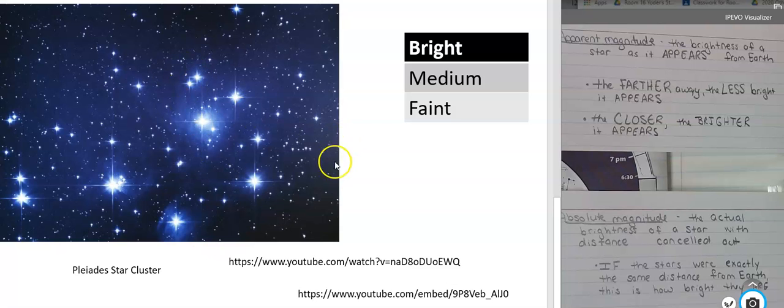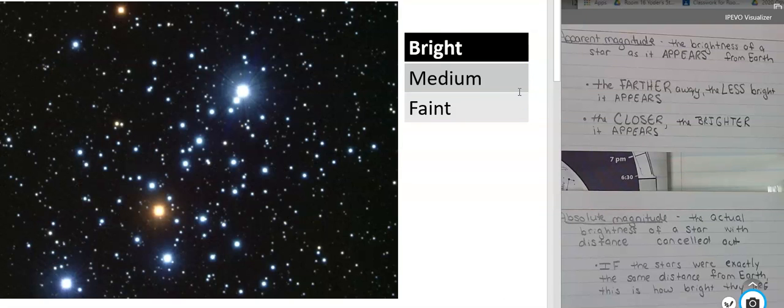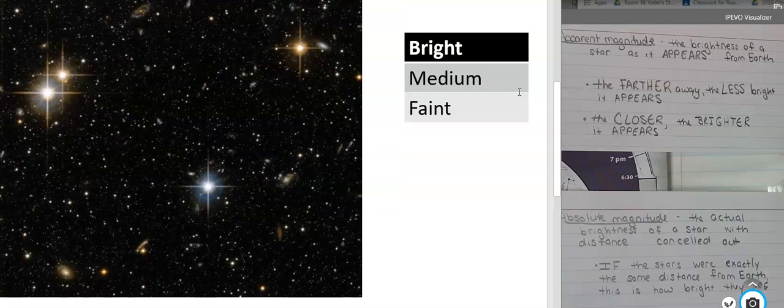I know this video is short, but I hope that you paused it and really looked and tried to decide. If I had to say, these are the bright stars, these are the medium stars, and these are the faint stars, in each of these three pictures, how could I be sure someone else would understand which stars I was calling which? So, focusing on apparent magnitude, from Earth, this is what they look like.